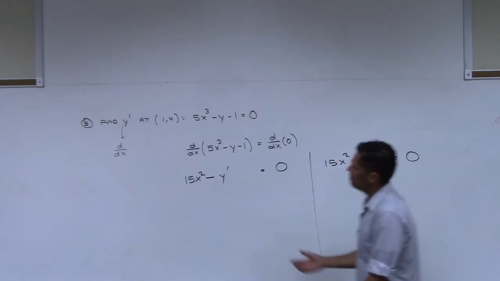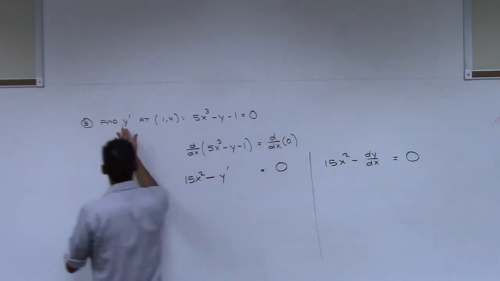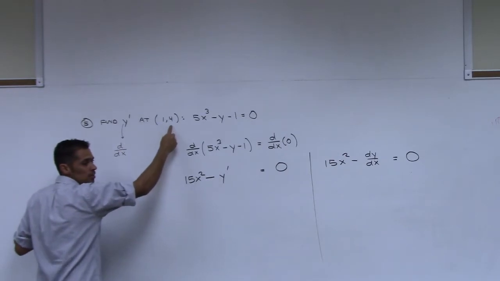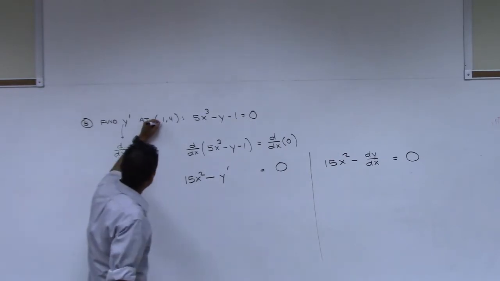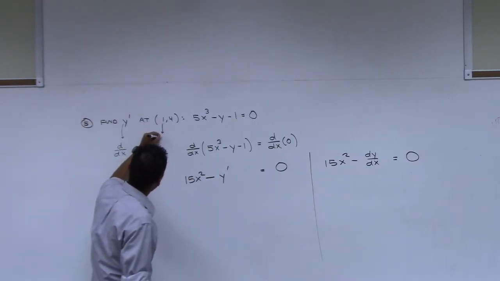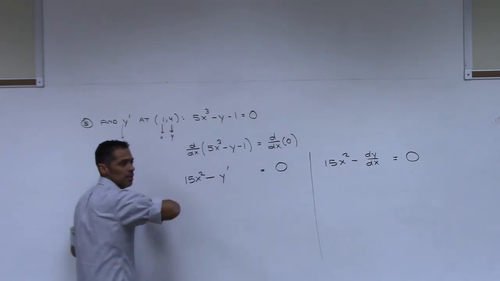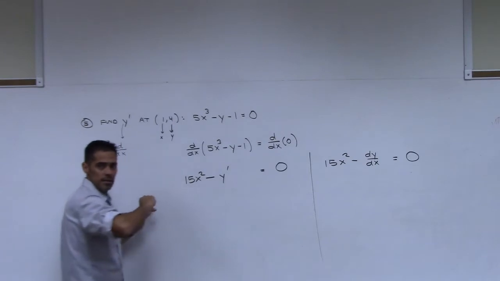So what is this saying? I'm supposed to find the derivative of y at 1, 4. What does that mean? It means I'm supposed to replace x with 1 and y with 4 in my answer. Okay? That's what I'm going to do.